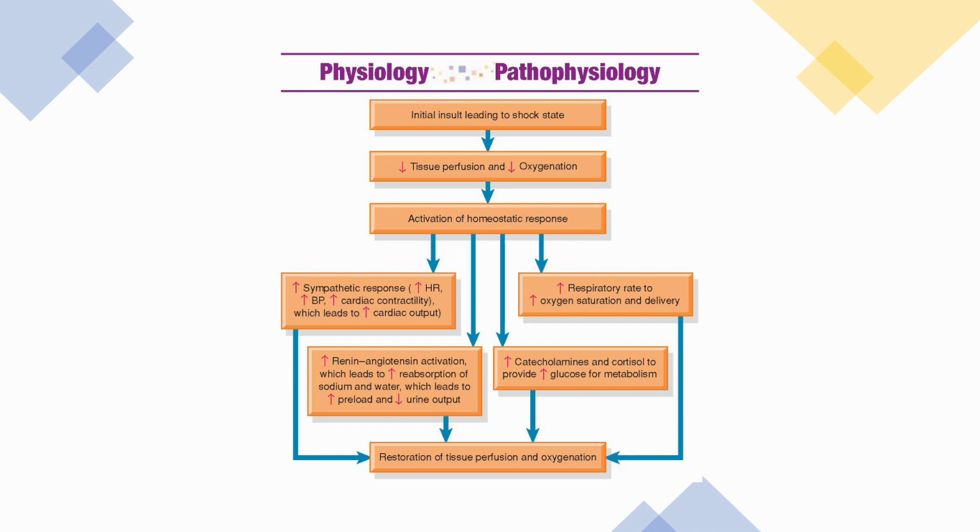Catecholamines and cortisol are activated to provide glucose for metabolism, and there's an increase in your respiratory rate to enhance oxygen delivery. These compensatory mechanisms aim to restore tissue perfusion and oxygenation to maintain homeostasis during shock.